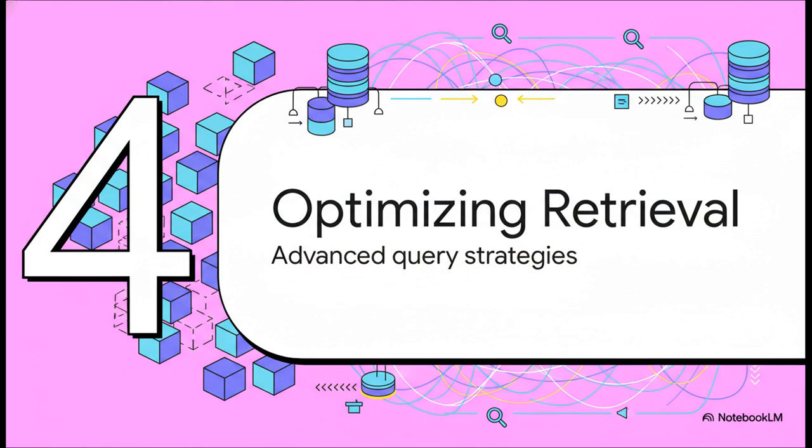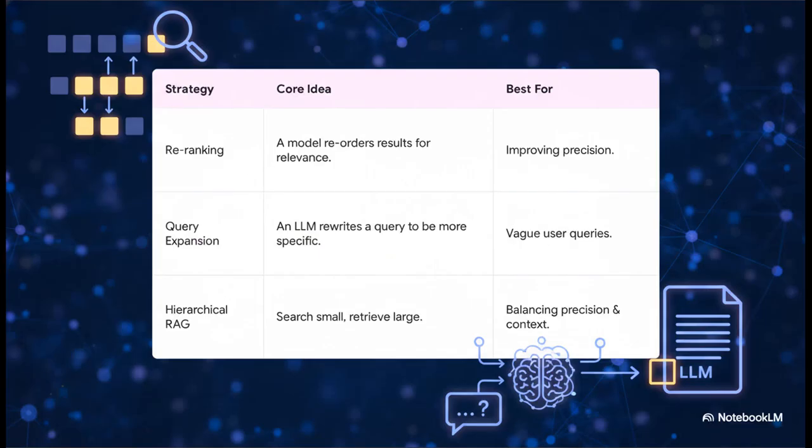Okay, so having perfectly formed chunks is half the battle. But look, if your system can't find the right one when you have millions of them, all that quality is just wasted. This is where advanced retrieval strategies come into play, making sure your search process is just as smart as your data prep. Just think of these as different tools in your toolkit.